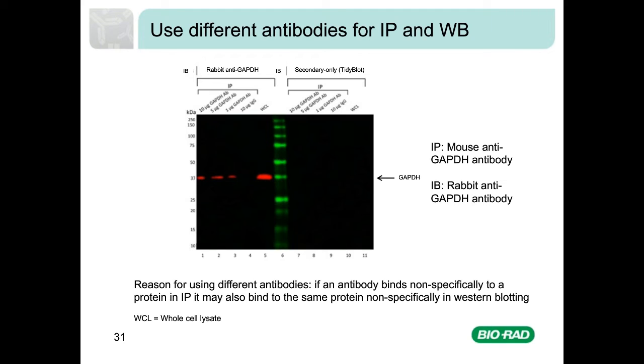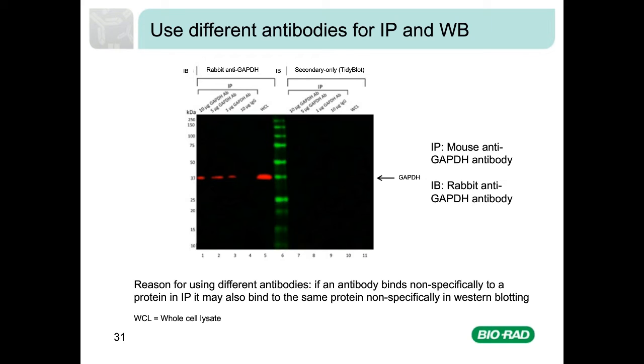So, what is the reason behind selecting two different antibodies? If an antibody is binding non-specifically to a protein in IP, it might also bind to the same protein non-specifically in Western blotting. Using a different antibody for the Western blot detection to the one used for the IP provides assurance that the GAPDH detected by Western blotting is indeed GAPDH and not another protein that the IP antibody non-specifically binds to.